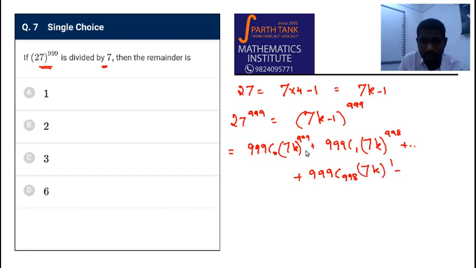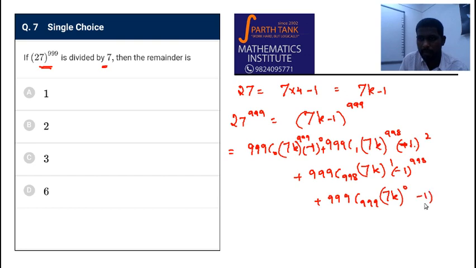I'm sorry, here we missed one very important point. There is a minus 1 here. So you have to say it is (-1)^0. This becomes (-1)^2 and so on, right? So here it becomes (-1)^998. And the last term is 999C999 (7k)^0 (-1)^999.